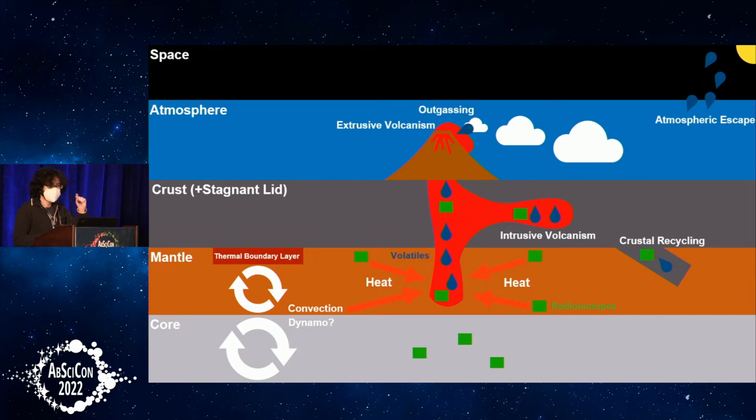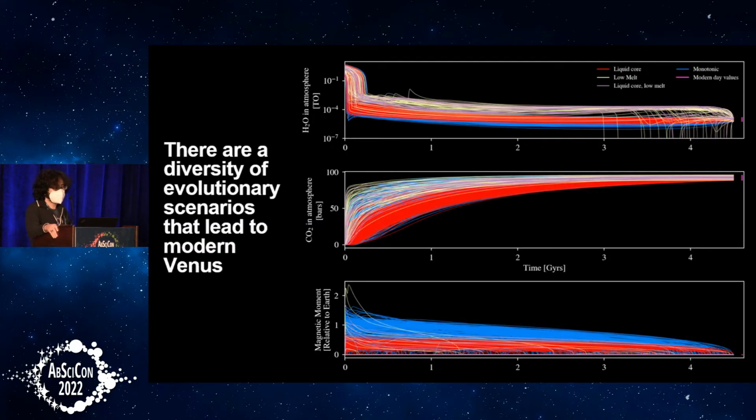There is actually a little bit of water in Venus's atmosphere, at about 30 parts per million, so there's a little bit that we can constrain. On this next slide, I'm showing the diversity of evolutionary scenarios that lead to modern Venus. Each of these lines represents a single choice of parameters for a single simulation over time. The top figure represents how much water is in the atmosphere of Venus over time. In the middle, we can see how much carbon dioxide is in the atmosphere over time. And on the bottom, we can see the magnetic moment of the planet over time.